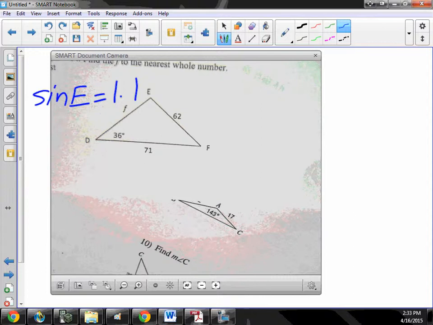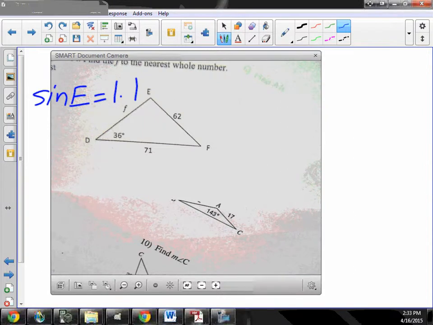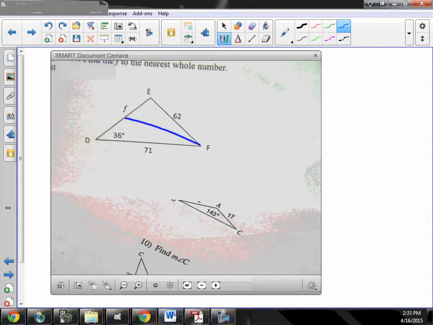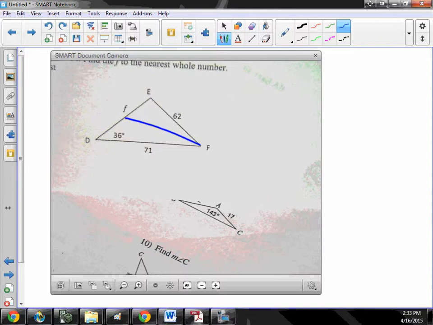Well, you can't find F until you find E. Once you know angle E, and I'll go ahead and tell you, there are 2 options for E in this case. Don't forget the second one. So E is either there or it's here, in which case you have a short F or you have a long F.